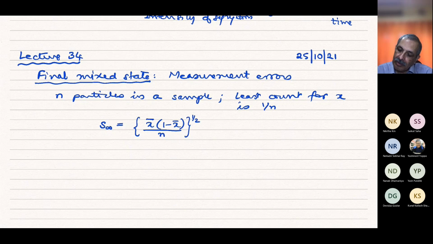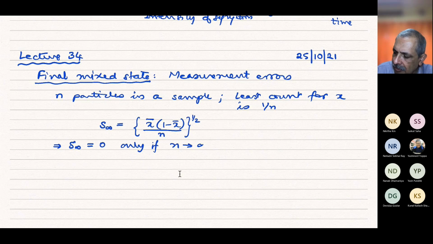So this is actually the limiting value depending on how many particles you have started with. Sometimes, if a sample has 1,000 particles, then of course this number will become very, very small. If it has more particles, then you will be more accurate, but if you have fewer particles, then you will be less accurate. So what this implies is that S infinity is equal to 0 only if n tends to infinity. Only if you have a very, very large number of particles will you have S equal to 0.